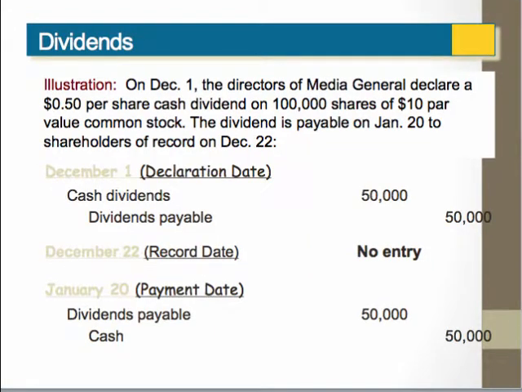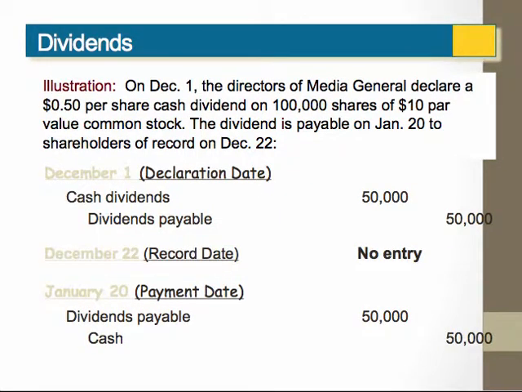So here's an example of how we would record journal entries for cash dividends. On December 1st, the directors of Media General declare a 50-cent per share cash dividend on 100,000 shares. The par value of the common stock is $10 per share, and the dividend is payable on January 20th to shareholders of record on December 22nd. Note that we need to make journal entries on the date of declaration and the date of payment.